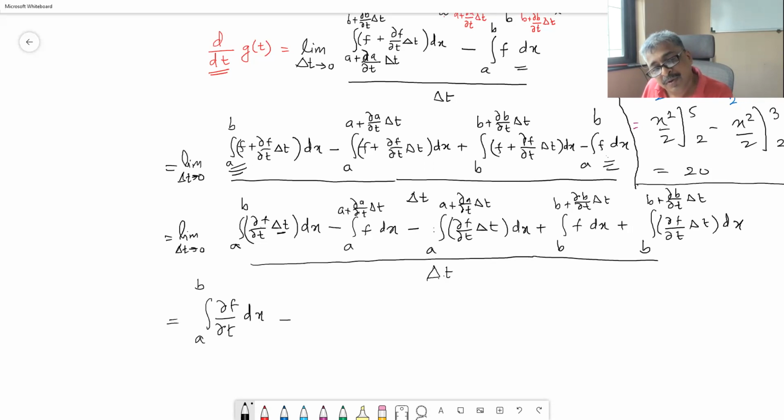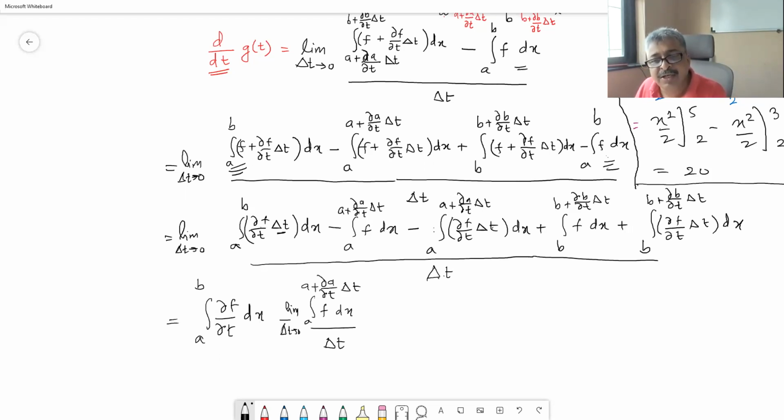Is that right? And therefore we have to write this term, integral a to a plus del a by del t times delta t of f dx, over delta t, and the limit of this as delta t tends to 0 will continue. Okay, you understand this. Now what happens to this?